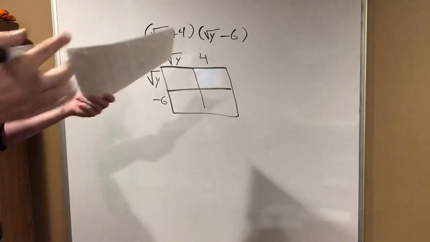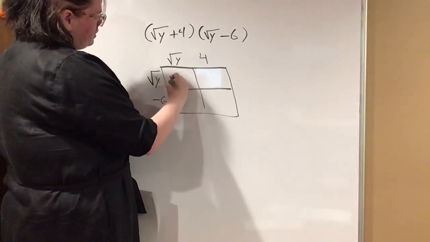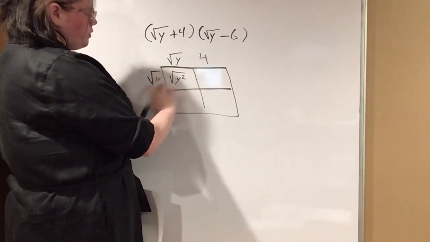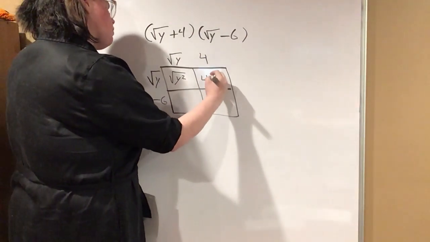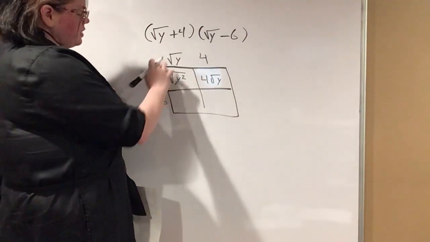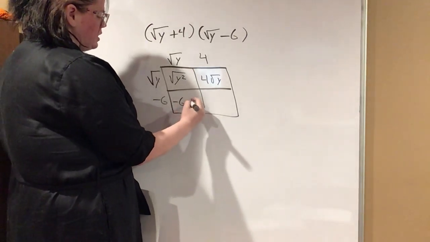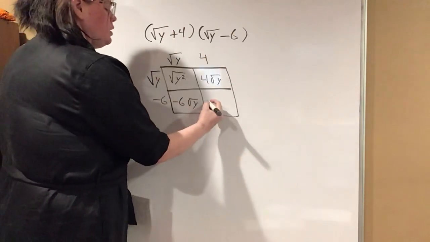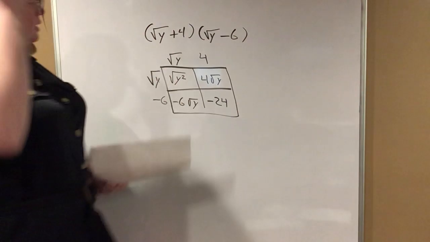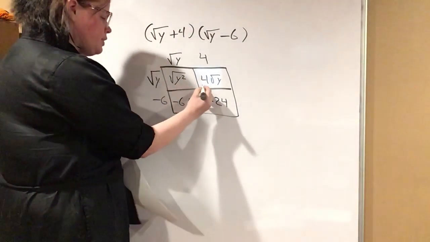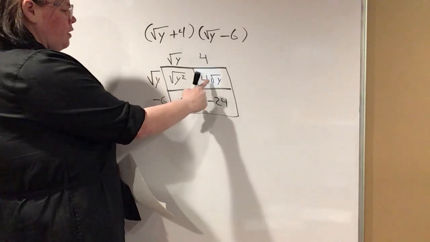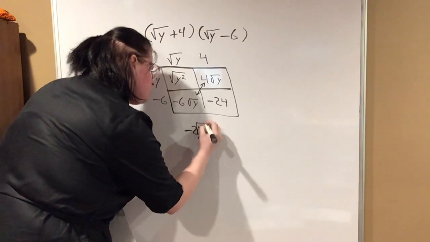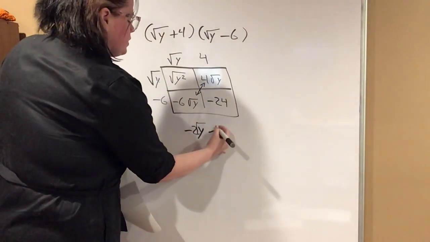Now we just multiply as we go. Well, square root of y times square root of y is y. Square root of y times 4 is 4 square roots of y. Negative 6 times the square root of y is negative 6 square roots of y. And then negative 6 times 4, negative 24. Well, now let's combine our like terms. These are our like terms here. And 4 minus 6, negative 2, or square roots of y, sorry. Negative 2 square roots of y minus 24.